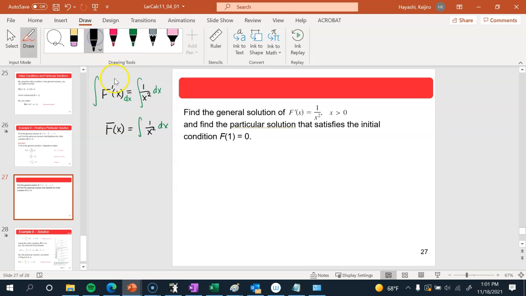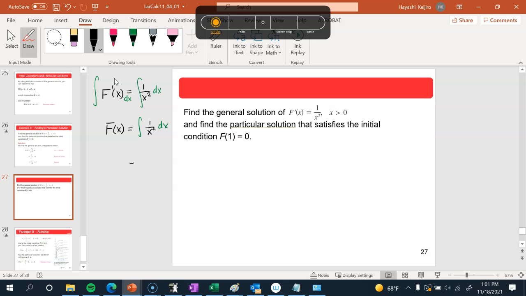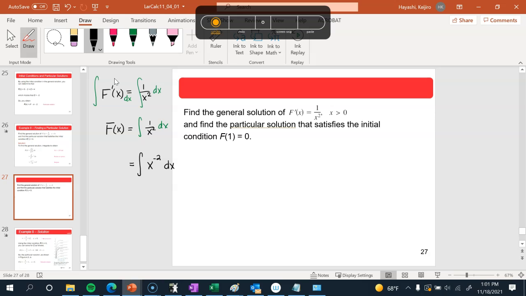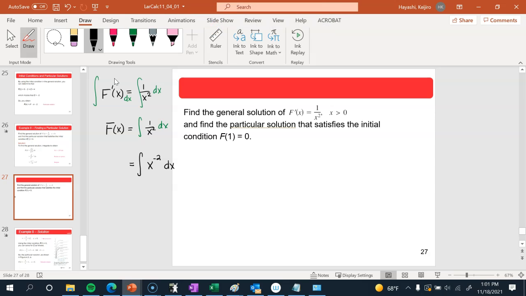Okay, but the integral of 1 over x squared, well, that doesn't look too great. Maybe it would be easier to look at if we were to rewrite 1 over x squared as x to the negative 2. And now it fits exactly the form that we need in order to apply the power rule, which, by the way, is add 1 to the power. Right, this is the power rule for integration. Add 1 to the power and then divide by the new power.